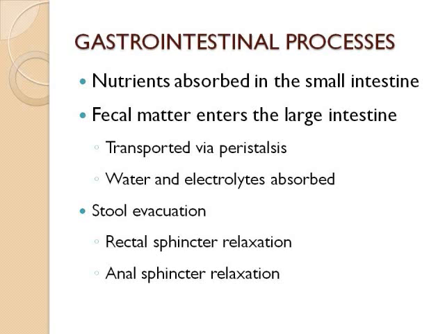Nutrients are absorbed in the small intestine. Fecal matter enters the large intestine and it's transported around by peristalsis. And in the large intestines, water and some electrolytes are absorbed. As it moves down into the rectal area, there's dilation. The internal sphincter will relax, and it is up to the anal sphincter to let the stool out, and that is under voluntary control.